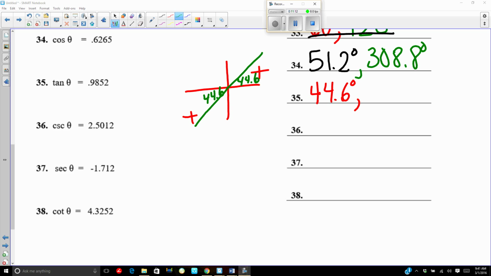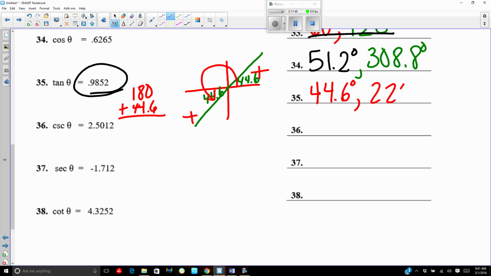So number 35, the tangent, you're going to press second tangent and then 0.9852. That's where I got 44.6 in the calculator. Since tangent gives us a positive value, we're looking in quadrant number 1 and quadrant number 3 because that's where tangent is positive. So we need to find this angle right here, 44.6. So we take 180 and we add 44.6 to it, and that gives us the other value for theta that makes this equation true. So 180 plus 44.6 is 224.6 degrees. Don't forget, go back, check your answer.